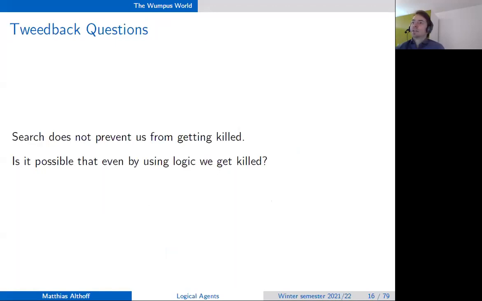Okay. So next Tweedback question: search does not prevent us from getting killed, as I've just mentioned. And the question is just, is it possible that even by using logic, we get killed? This is a little bit of a tricky question, but yeah, please vote. Yeah, please use the Tweedback. So about 80% choose yes.